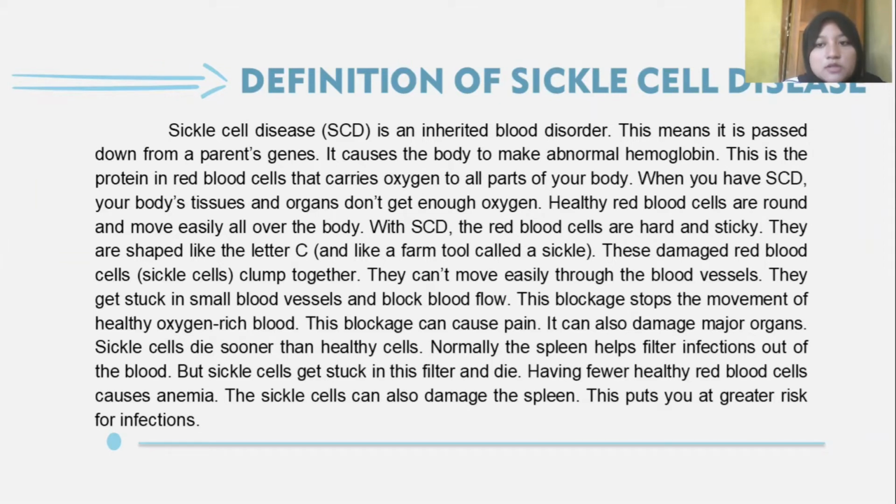This blockage stops the movement of healthy oxygen-rich blood. This blockage can cause pain. It can also damage major organs. Sickle cells die faster than healthy cells. Normally, the spleen helps filter infection out of the blood, but sickle cells get stuck in this filter and die. Having fewer healthy red blood cells causes anemia. The sickle cells can also damage the spleen. This puts you at greater risk for infection.